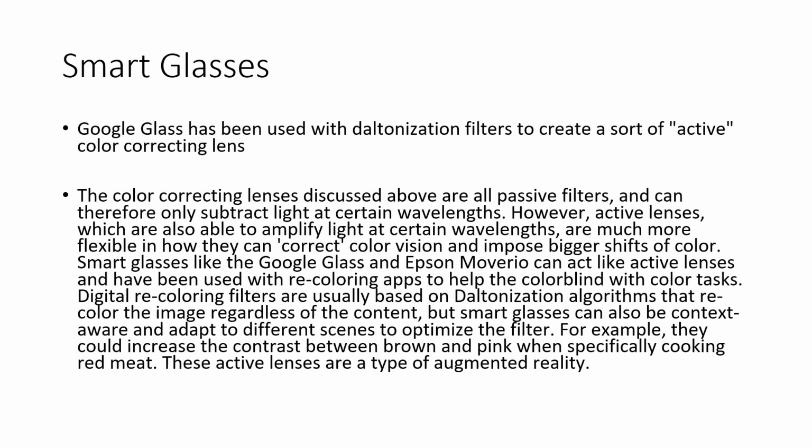Smart glasses like the Google Glass and Epson Moverio can act like active lenses and have been used with recoloring apps to help the colorblind with color tasks. Digital recoloring filters are usually based on daltonization algorithms that recolor the image regardless of the content, but smart glasses can also be context-aware and adapt to different scenes to optimize the filter. For example, they could increase the contrast between brown and pink when specifically cooking red meat. These active lenses are a type of augmented reality.